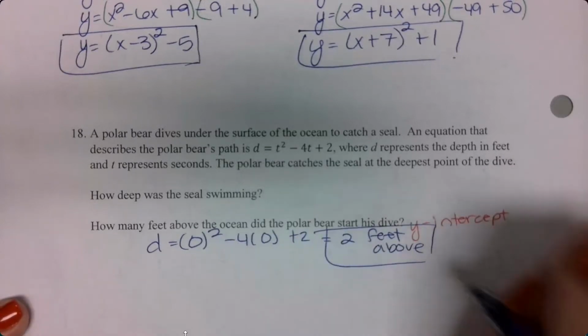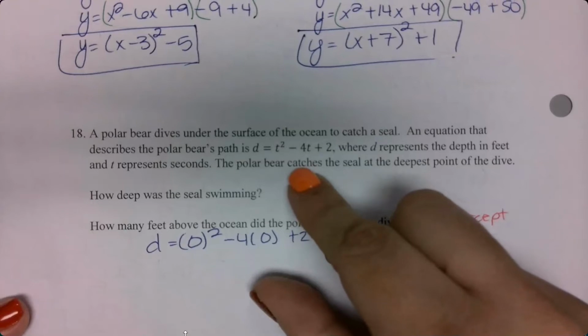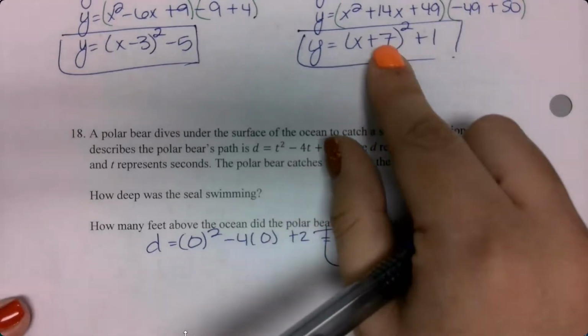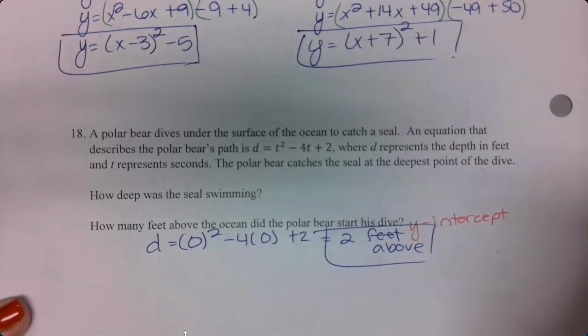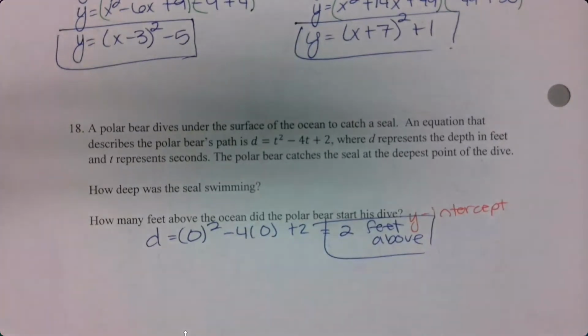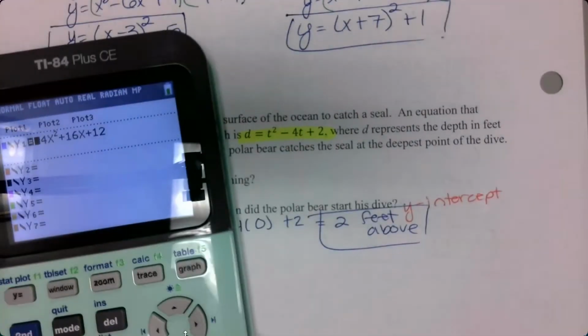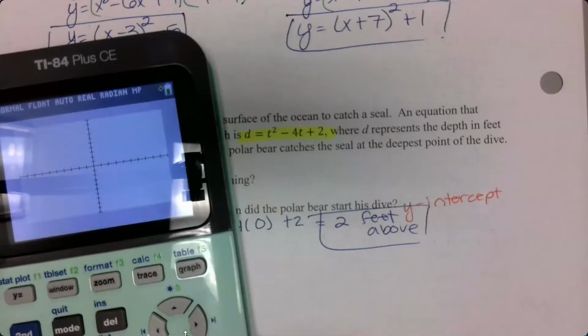Okay. For how deep the seal was swimming, I can do this by writing the equation in vertex form, which I did up above. I can find my vertex by hand, or personally, I like using my calculator. So I'm going to take this equation, and I'm going to type it into my calculator. So I have y equals, instead of the t's, I want to do x's. So I have x squared minus 4x plus 2. And I'm going to go to my graph.